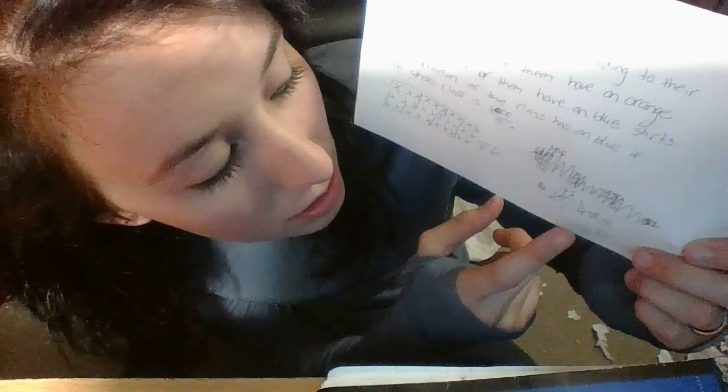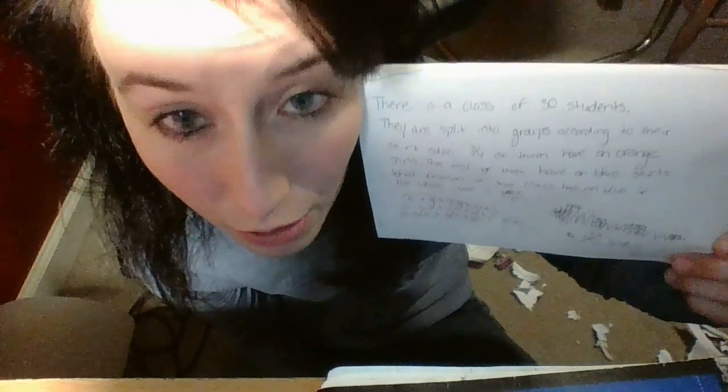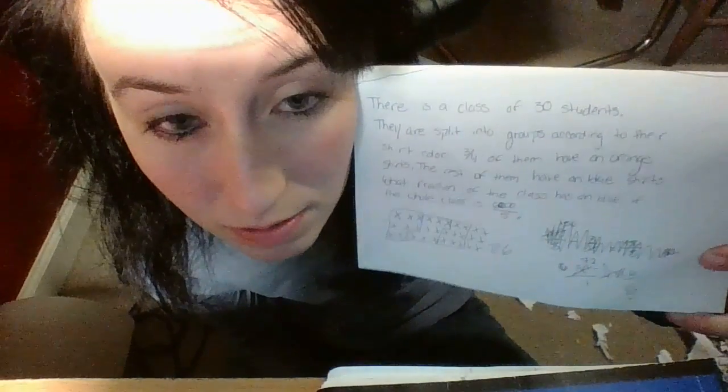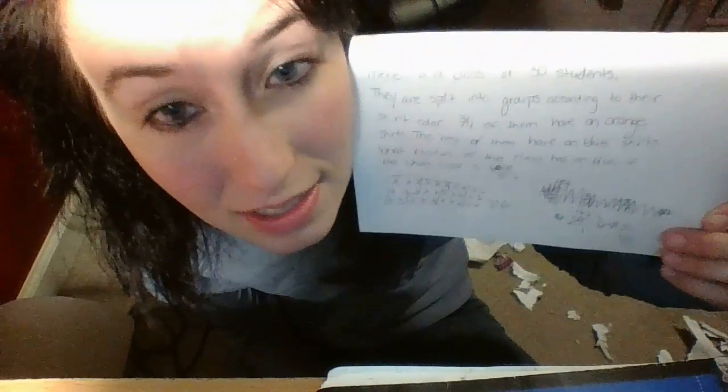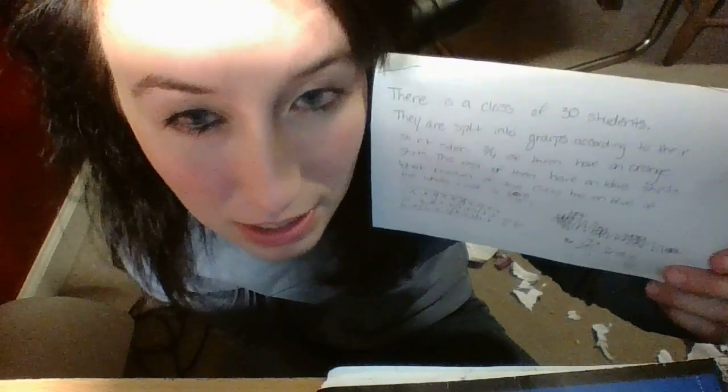So what we do is put a 7 here. 2 times 3 is 6 over 1, which is still 6. So it's 7 remainder of 6. So 7 with 6 over 30 gives us how many students wear blue shirts. So technically 7 students wear blue shirts with 1/5 of a student who must have on stripes.